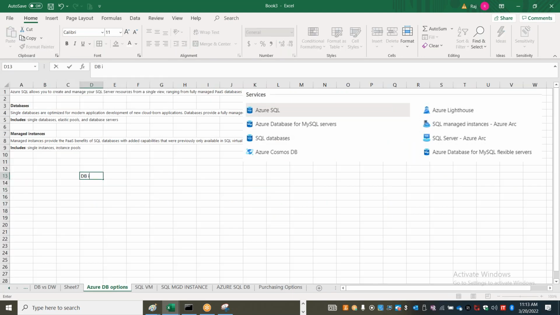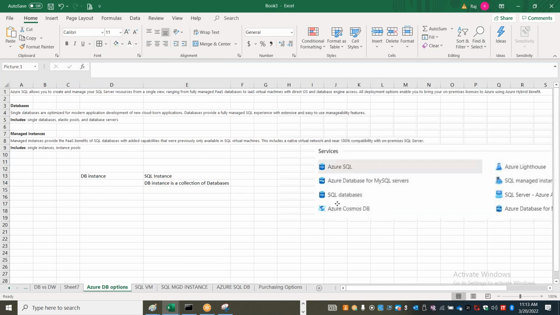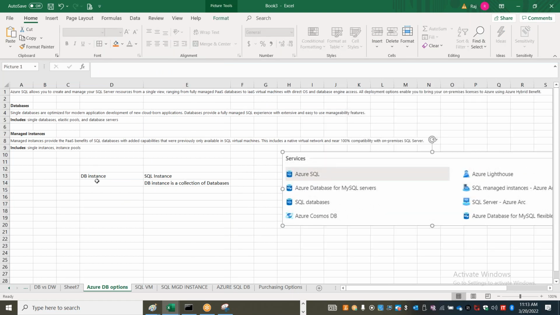So a DB instance is the entire SQL instance we are talking about, and a DB instance is a collection of databases. Okay, so one SQL database instance might have more than one database. Yesterday we created multiple databases, right? We created an on-prem DB, we created an AWS database. So one particular SQL instance can have more than one database.